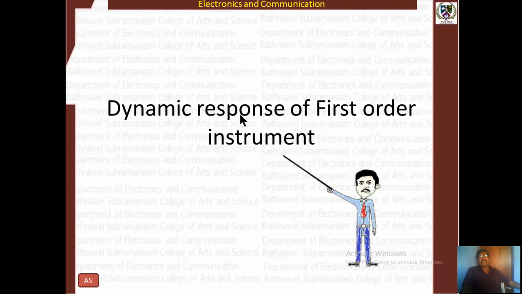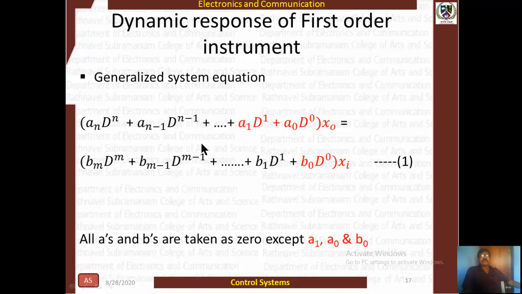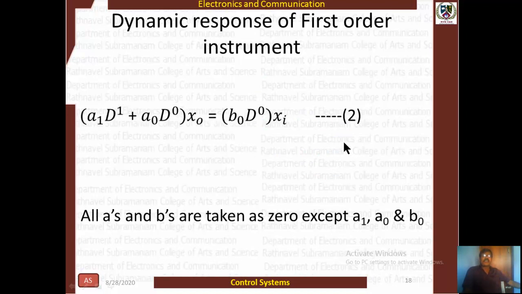Dynamic response of a first order system. If the order of the system equation is 1, then that instrument is known as a first order instrument. Starting with the generalized system equation, all the coefficients are taken as 0 except A1, A0 and B0. Except these coefficients, all are taken as 0 and get cancelled. Now we have the simplified equation a1 d^1 plus a0 d^0 of x0 is equal to b0 d^0 of xi.